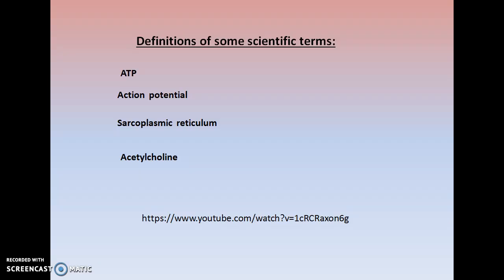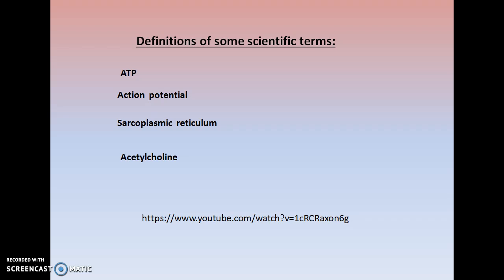We have action potential. Action potential happens when depolarization happens in the membrane of the nerve, and it passes through the nerve in one direction only. Okay, I talked about action potential in my previous lesson.